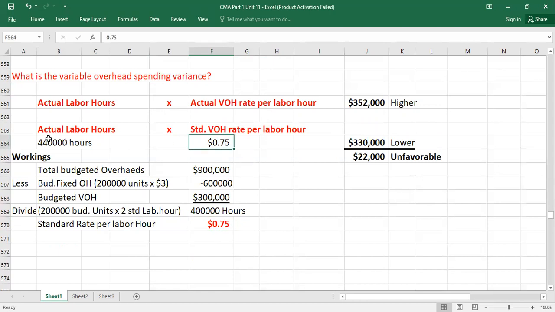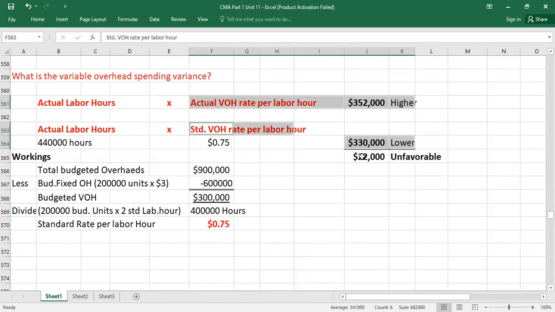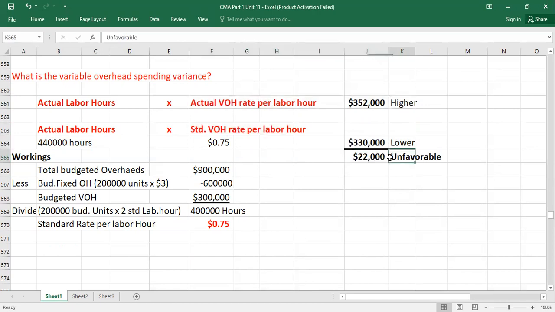Now you will multiply actual hours times the standard variable overhead rate, so you will get $330,000. Now you can see here the first line is higher and the second line is lower, because it means your actual rate is greater than the standard rate. So this is the variance, which is $22,000, and this should be unfavorable.